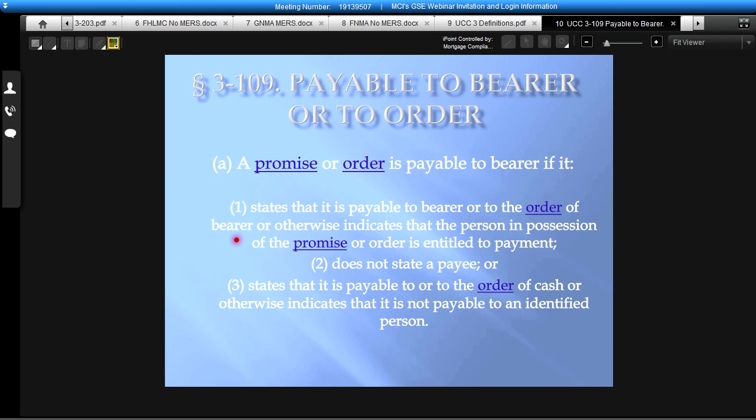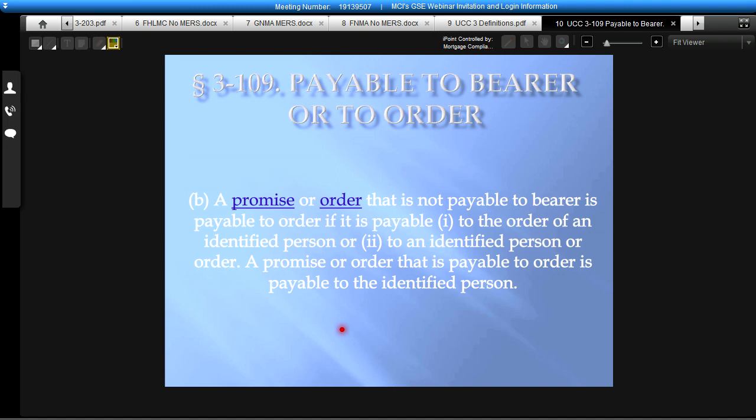B, a promise or order that is not payable to bearer is payable to order if it is payable to the order of an identified person or to an identified person or order. A promise or order that is payable to order is payable to the identified person.